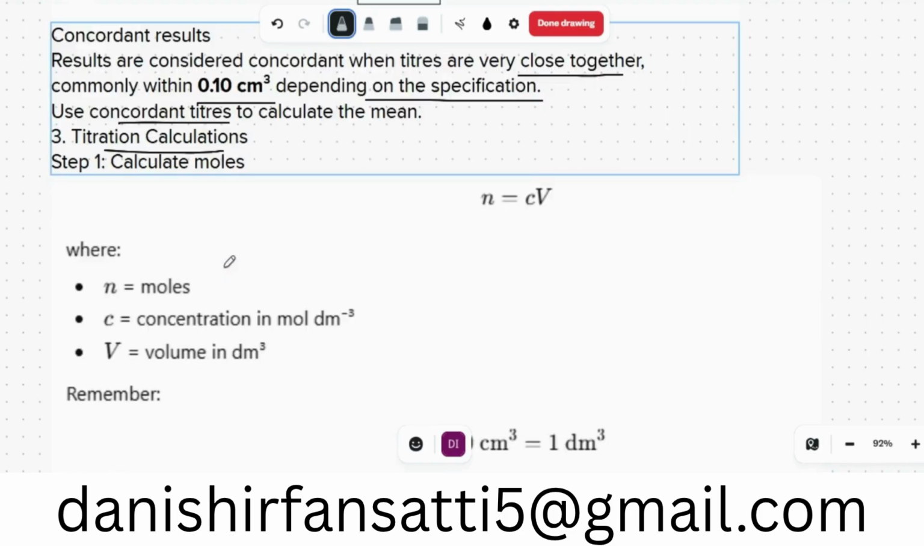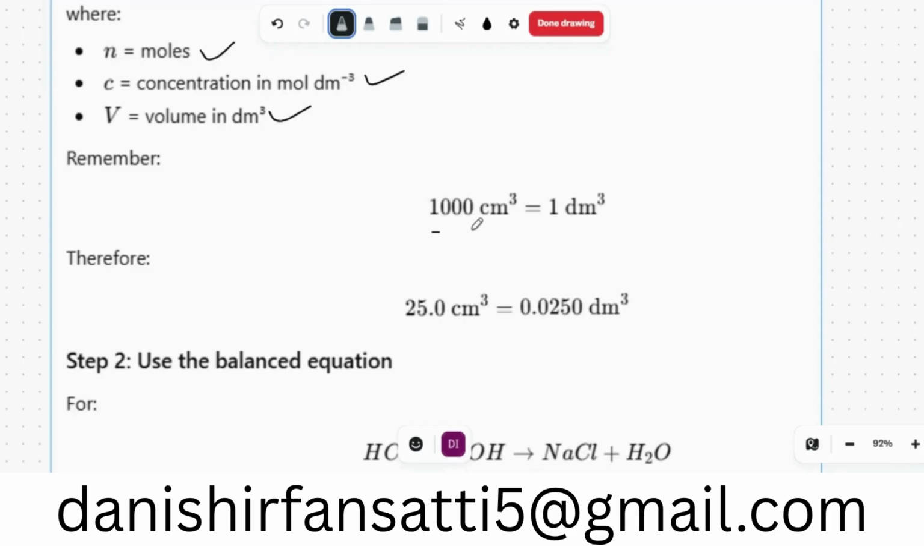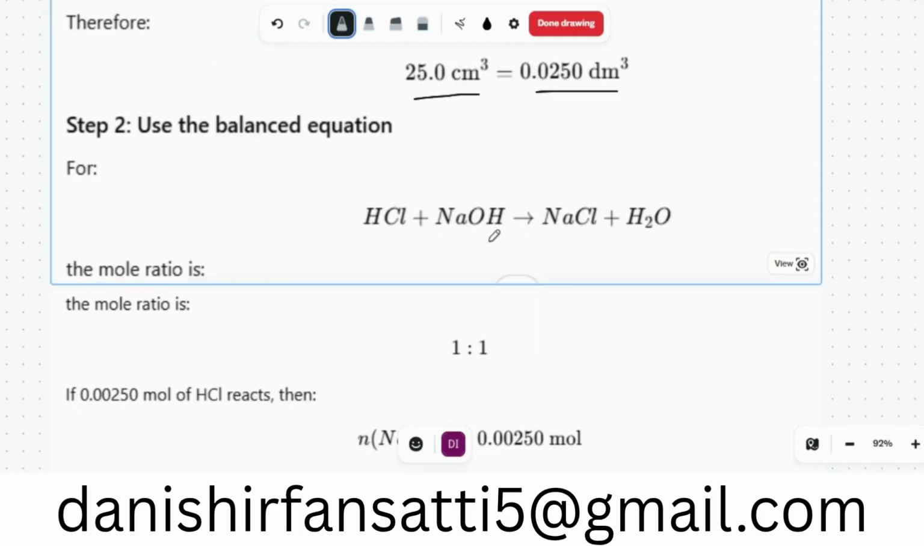Titration calculation. Calculating moles: n = cv, where n is the number of moles, c is concentration, and v is volume. Remember that 1000 cm³ makes 1 dm³, and therefore 25 cm³ will be equal to 0.025 dm³. Okay. Now use the balanced equation. For example, HCl plus NaOH gives us NaCl plus H2O.